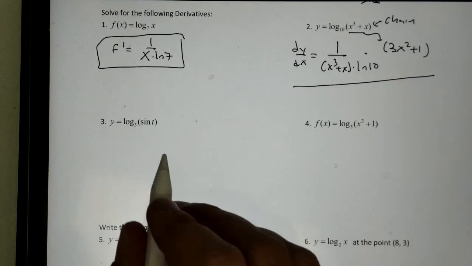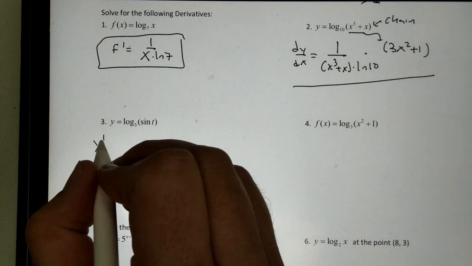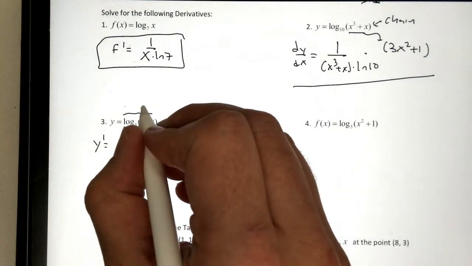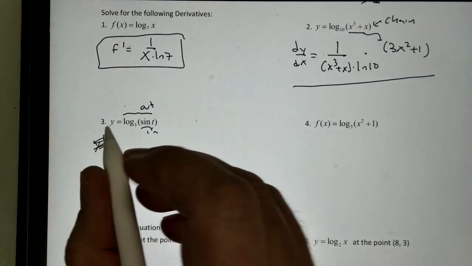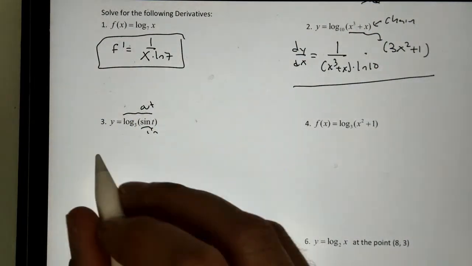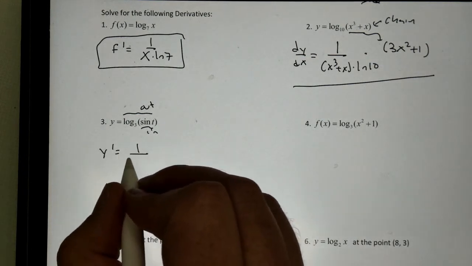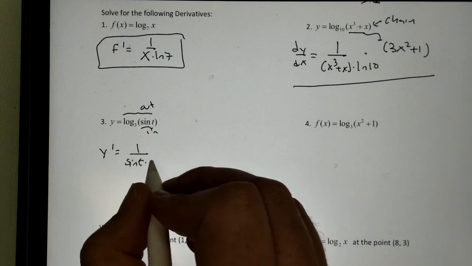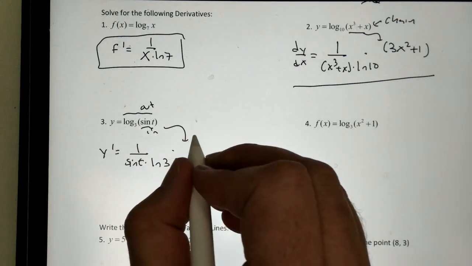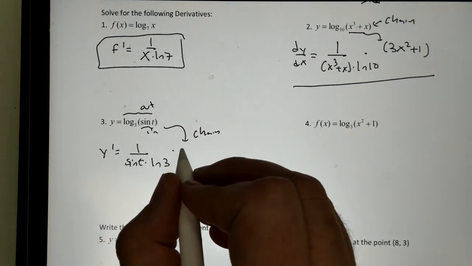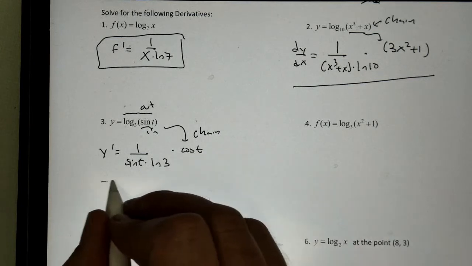Oh man, this one has sin in it. So when we take the derivative here, we would get y prime equals, again, we do have a chain rule. There's my outside function. There's my inside function. So when we take that derivative, we would get 1 over the sine of t times the natural log of the base, which is 3, times the derivative of the inside. Don't forget your chain rule. Cosine of t, because if you forget it, it can cost you a lot. Moving on.